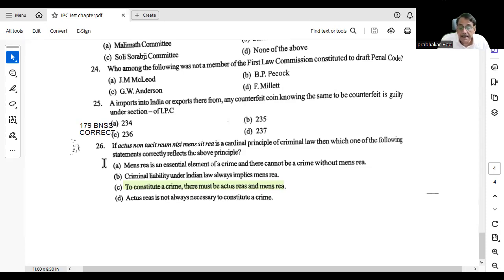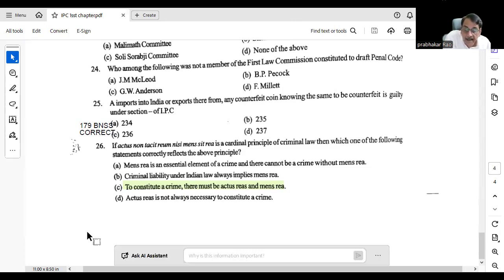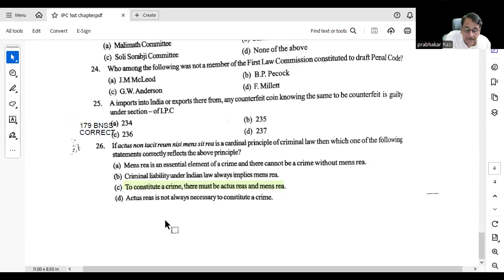What are the subjective questions that would come from this chapter? There are two types of questions. The first question is, what are the essential ingredients of crime? Those are five things. At the introductory stage, I told you those five things. You have to remember these and give an elaborate answer.